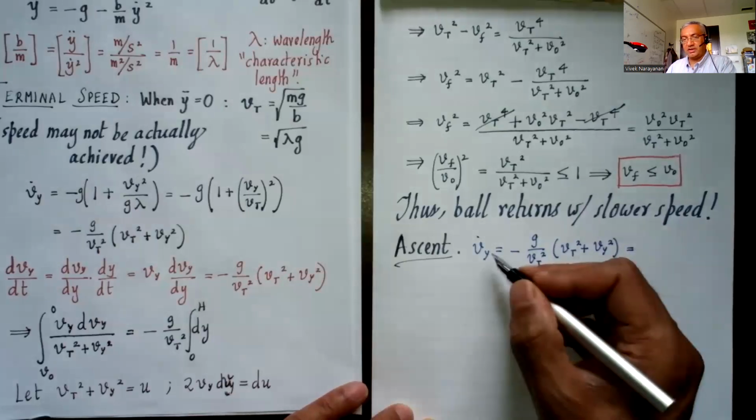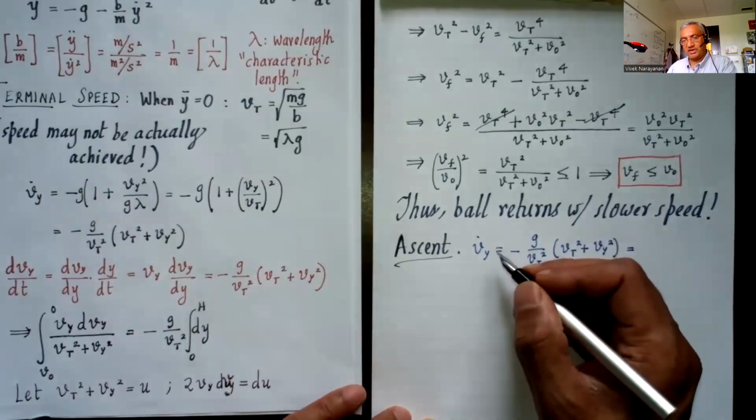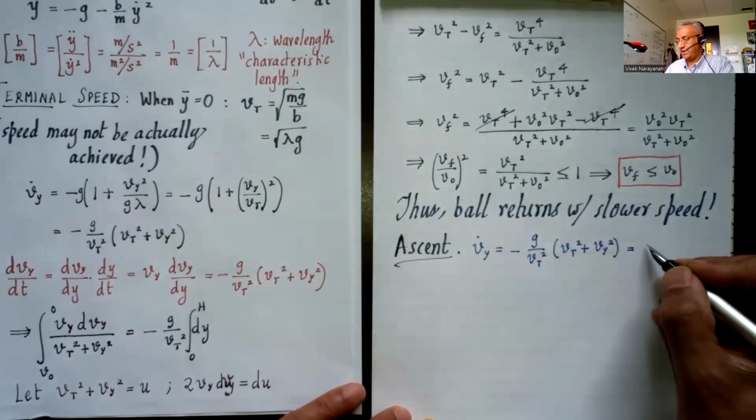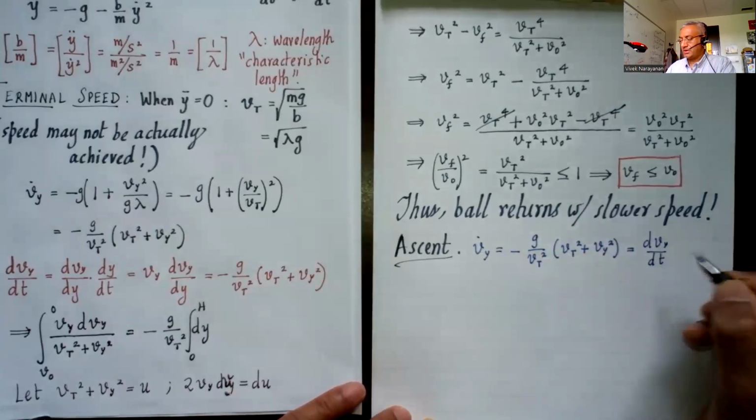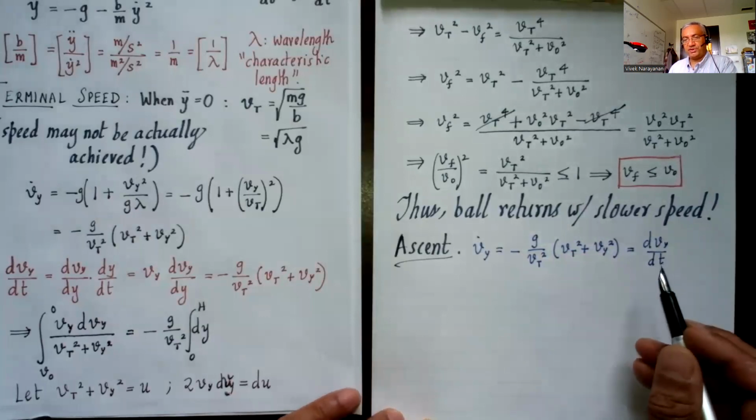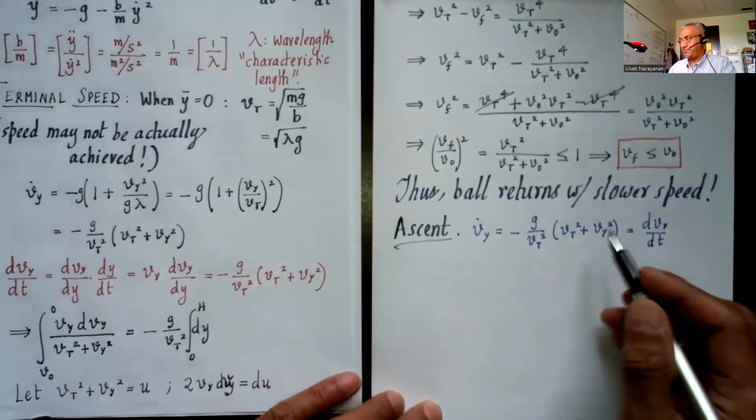Now Vy, this time we're interested in time. So let's use the traditional interpretation of Vy dot. It's just dVy by dt. So now we'll again separate variables with the view of trying to find the time.